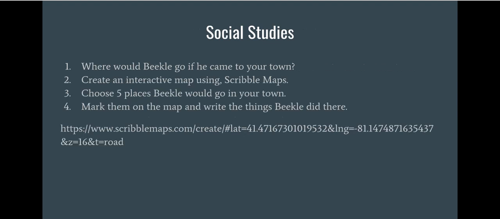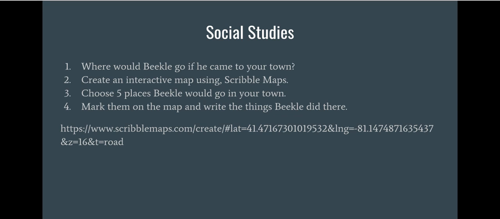So then the social studies activity I chose was: what if Beagle were to come to their town and explore, where would he go? This is giving students first an opportunity to explore their towns and to learn more about the different places, but also to learn the geography of their towns a little bit. And they're going to have to map out the different directions and which direction Beagle's going when he's at these different places.